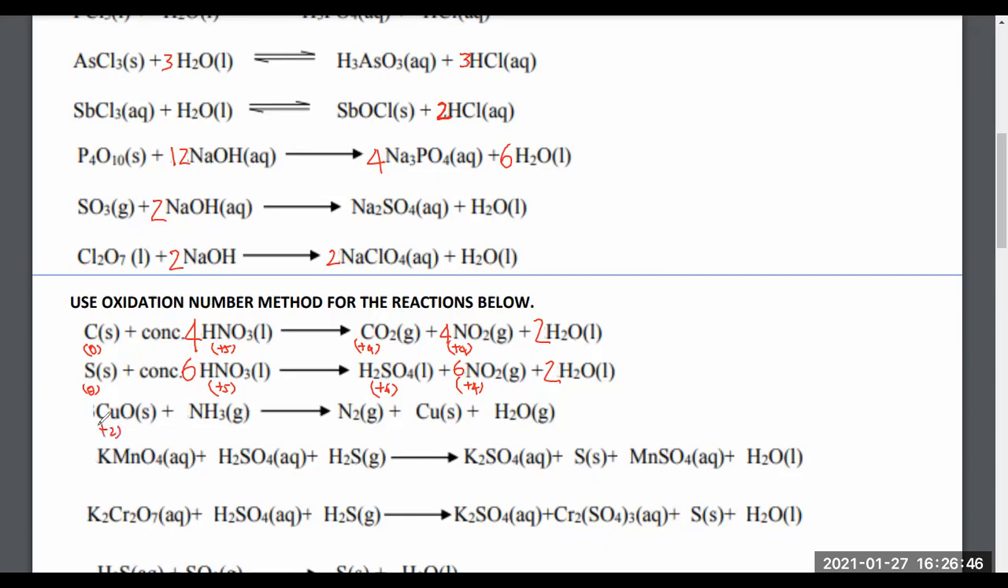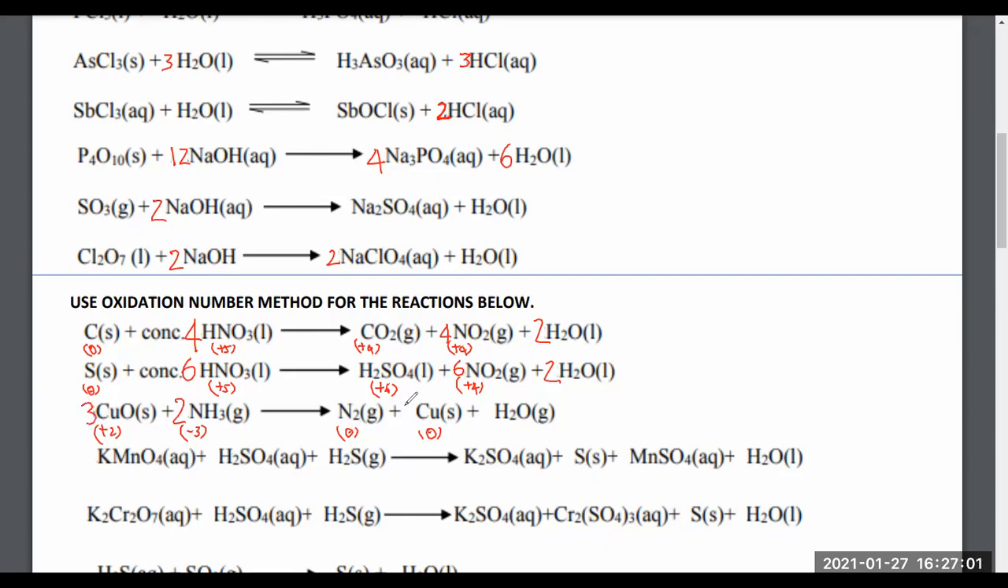Copper at +2 goes to 0. Nitrogen, which is at -3, goes to 0. +2 to 0, the difference is 2. -3 to 0, the difference is 3.